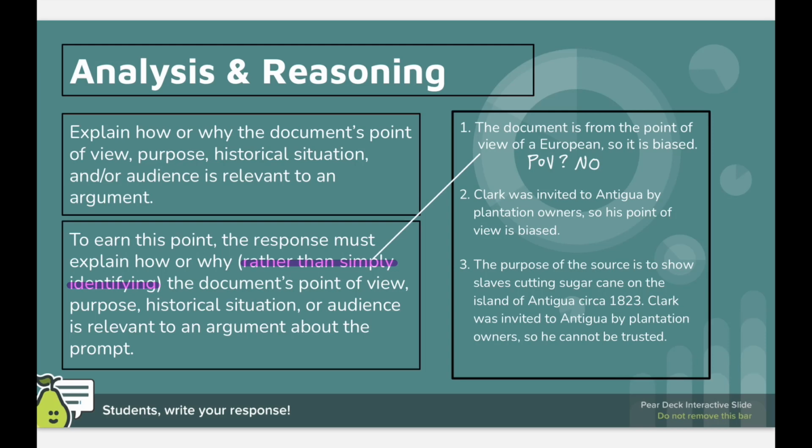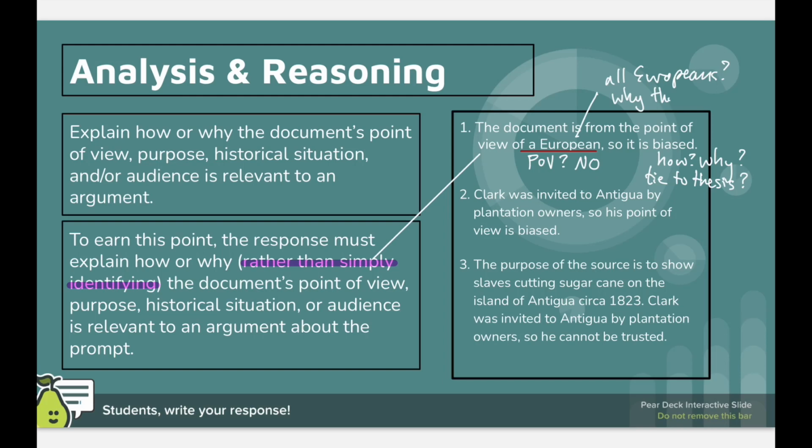It identifies the point of view, a European, right? But doesn't tell us the how or why that point of view would be relevant to an argument. And simply saying it's biased doesn't explain. Like, yes, it is biased. That is a factual statement. The painting is biased because it's from the point of view of a European. But why is the point of view being European one of the reasons that it's biased? Okay, explain the purpose behind that, like why is the European's view biased? Because it goes back to wealth and mercantilism, right?